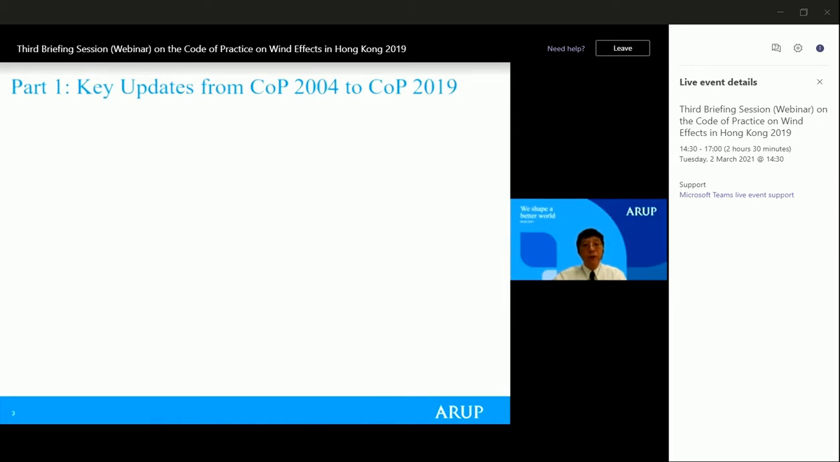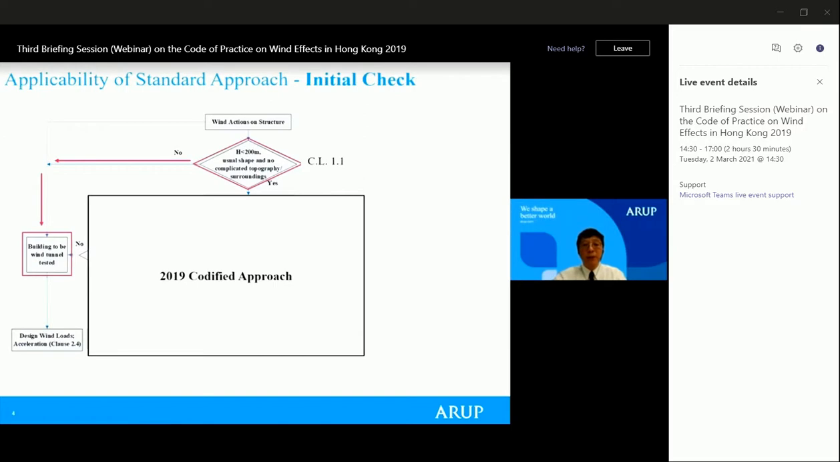So from the key update, the first thing we need to consider is the applicability of the new code. First step is to verify whether the standard approach is acceptable or not. There are 3 major criteria. First of all, whether the building height is less than 200 meters, whether it is an unusual shape, and whether it is located on a complicated topographic location. If any of the answer is no, then the standard approach does not apply and wind tunnel shall be conducted. Among all the 3 criteria, the 200-meter limit is the criterion newly added to the new code.